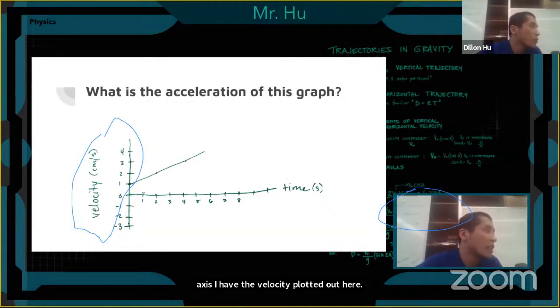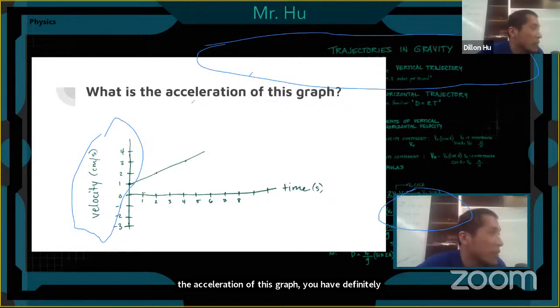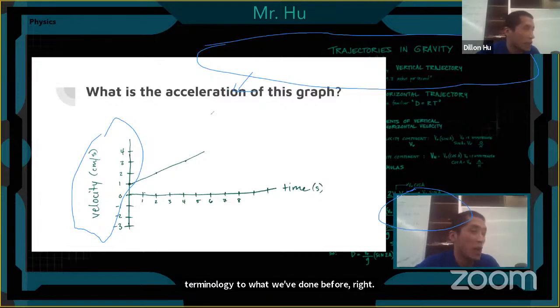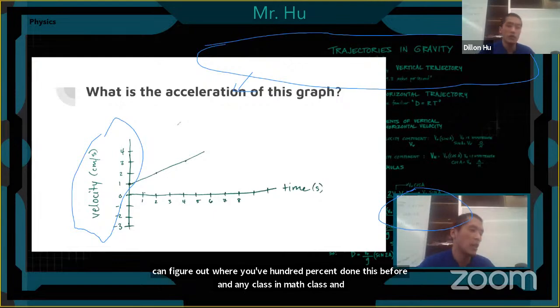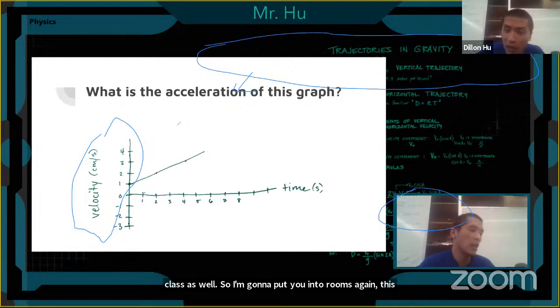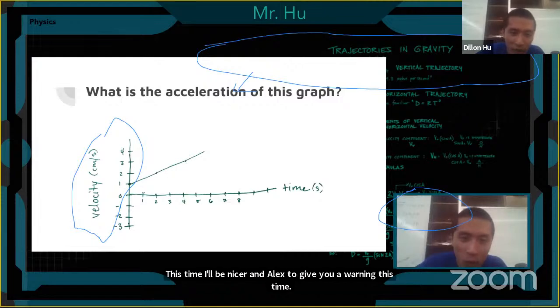So this terminology seems kind of weird. What is the acceleration of this graph? You have definitely done this before. The question is, can you connect this terminology to what we've done before? So what does it mean to find the acceleration of this graph? You're going to have to spend a little bit of time thinking about what this means and then seeing how you can figure it out. But you've 100% done this before, in math class and in this class as well. So I'm going to put you in your rooms again. This time I'll be nicer and give you a warning, but not a whole lot of warning, just some. So we're going to get started here and see if we can figure out the acceleration.